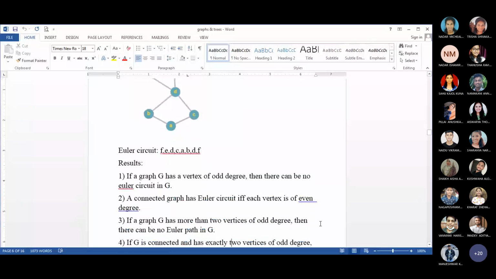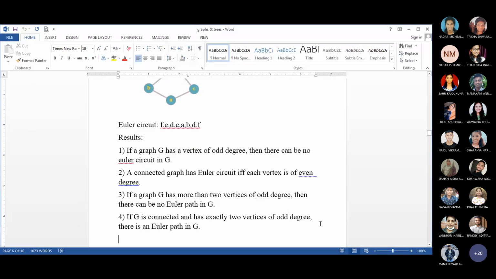So the first result says if we have a vertex of odd degree, then there is no Euler circuit. If every vertex is of even degree, then only you can have a Euler circuit. And then it becomes bidirectional: if there is a Euler circuit, all vertices will be of even degree, and if all vertices are of even degree, you will get a Euler circuit.